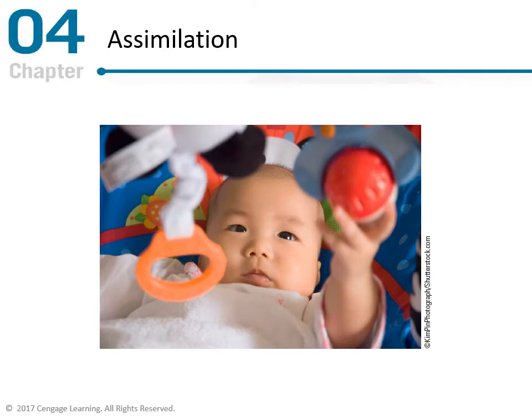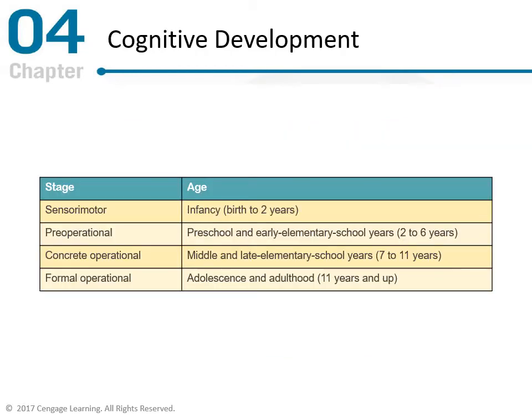Piaget. So let's look at some examples of assimilation. This baby will learn that many objects can be grasped easily with one hand, illustrating assimilation, but will also discover that bigger, heavier objects can be grasped only with two hands, illustrating accommodation, which we talked about in the last slide. So let's review Piaget's cognitive development because we need to really understand where it starts and originates.